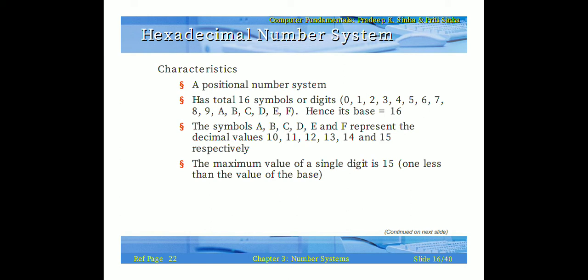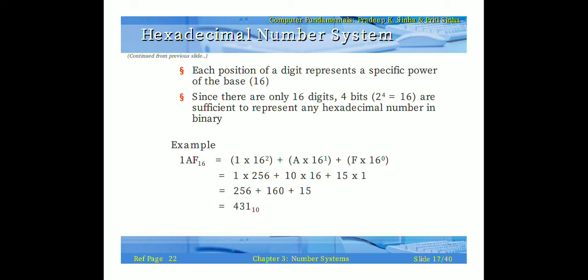The maximum value of a single digit is 15, that is one less than the value of its base, as it is in the other number systems. So 1AF in decimal is F into 16 raised to 0, A into 16 raised to 1, 1 into 16 raised to 2. That is 15 into 1, that is 15; 16 into 10, 160; 256 into 1, 256. 256 plus 160 plus 15 is 431 in decimal. So 1AF in hexadecimal is equal to 431 in decimal.